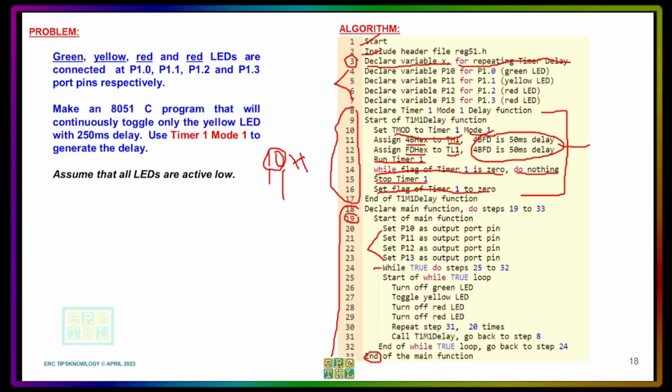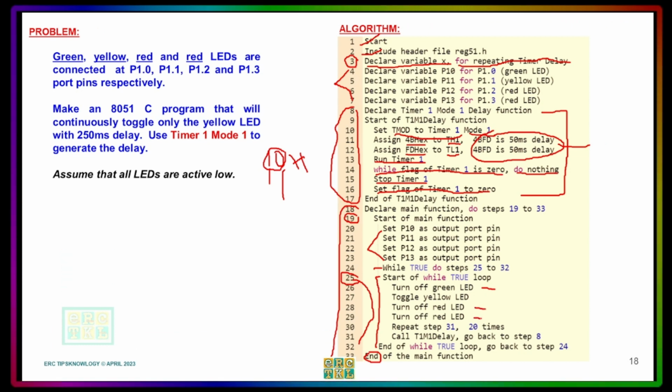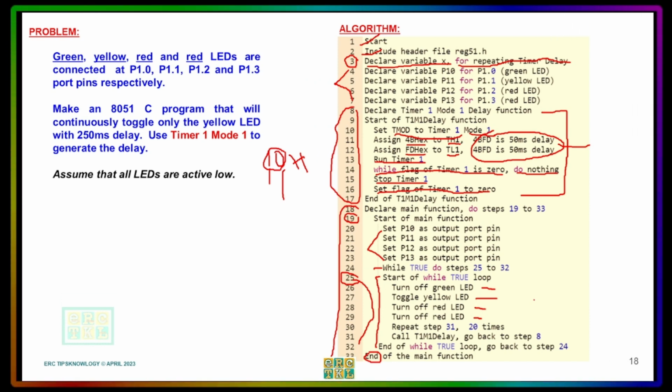And then on line number 24, we have the while true step, or step number 25 up to 32. So you will see here the start of the while true up to the end of the while true. And then we turn off the green, we turn off the red, we turn off the other red, and we toggle the yellow LED. So that's it. This is the algorithm for blinking the yellow LED using timers, or timer 1 in mode 1, to generate the delay.